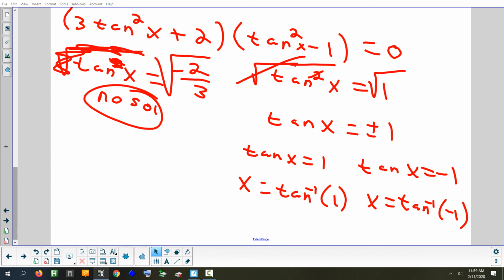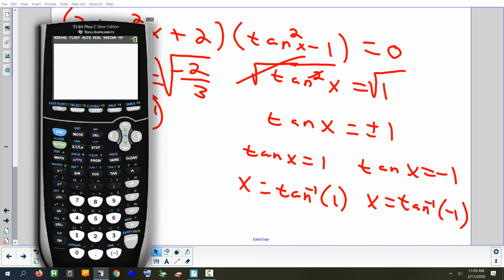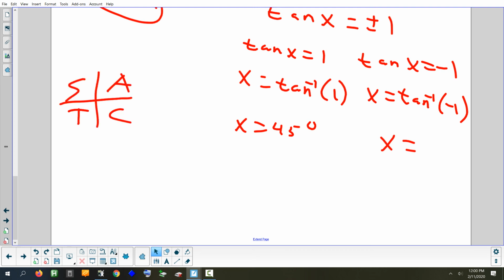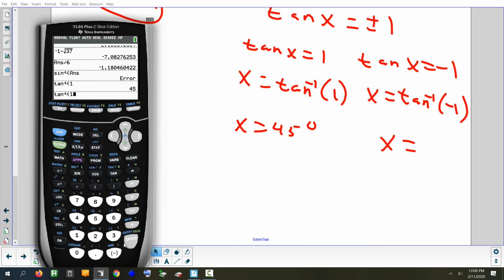All right, so let's finish up this one and then we'll stop with that one. All right, so second, inverse tangent of 1 gives me 45 degrees. I'm going to come back to this in a second. Let's do the other one. Inverse tangent of negative 1. It's going to be negative 45 degrees.